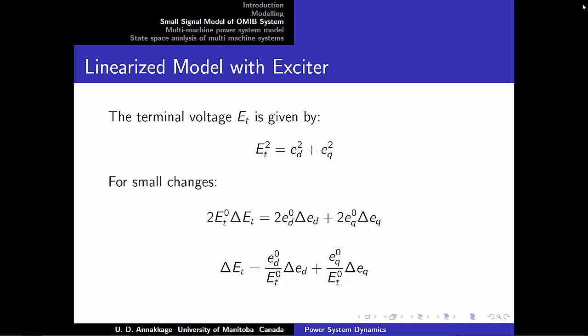So far in our model we have treated the field voltage EFD as an input to the system. But we know that EFD comes from the excitation system. Our next task is to extend the model to include the exciter. The function of the exciter is to provide the field voltage.